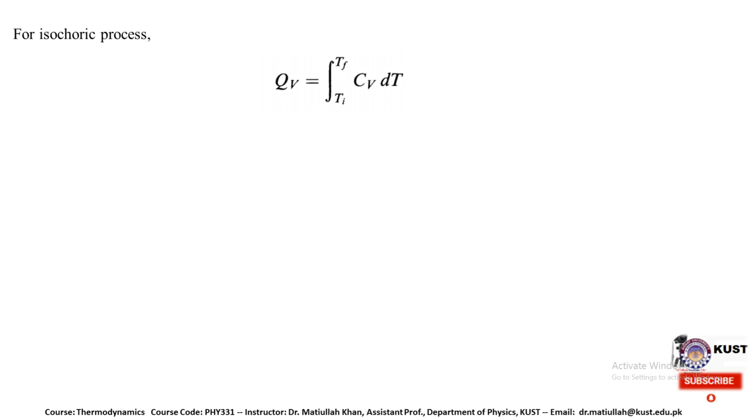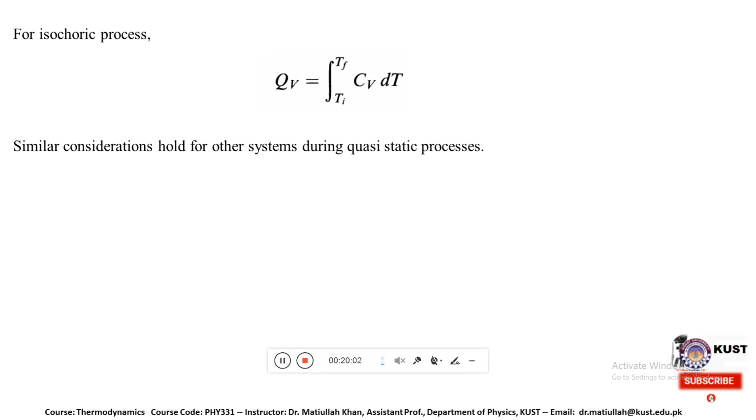If we consider the isochoric process, where we keep the volume of the system constant, then Qv will be equal to the integration from Ti to Tf of Cv dT, and similar considerations hold for other systems during a quasi-static process. So this is for the isochoric process, where we consider the volume of the system remains constant, so we get the equation Qv equal to the integration from Ti to Tf of Cv dT. That is actually for the isochoric process.